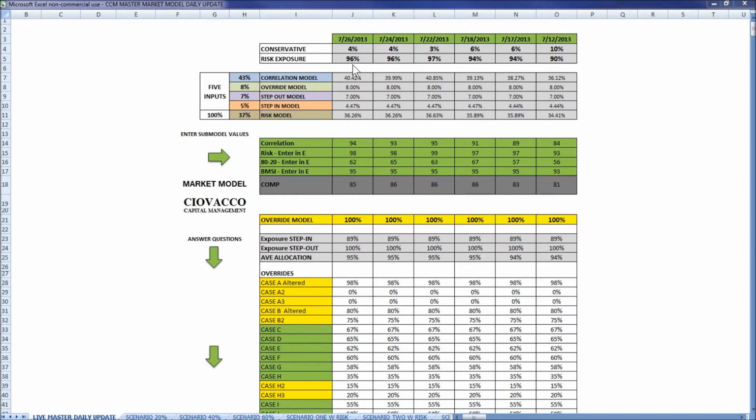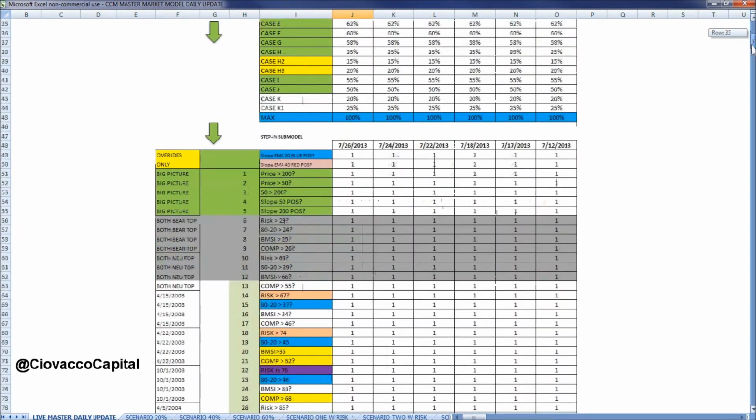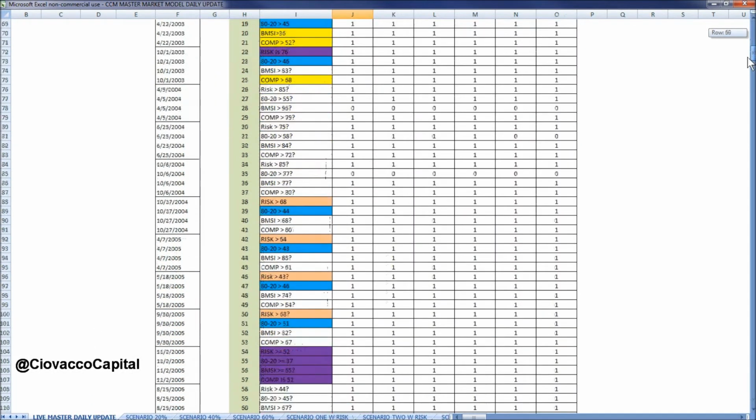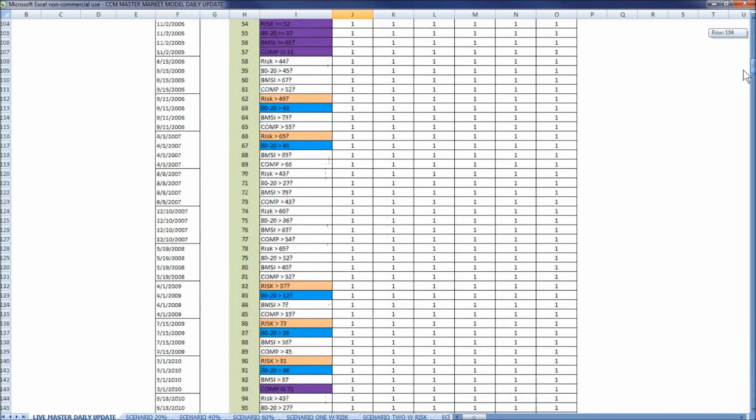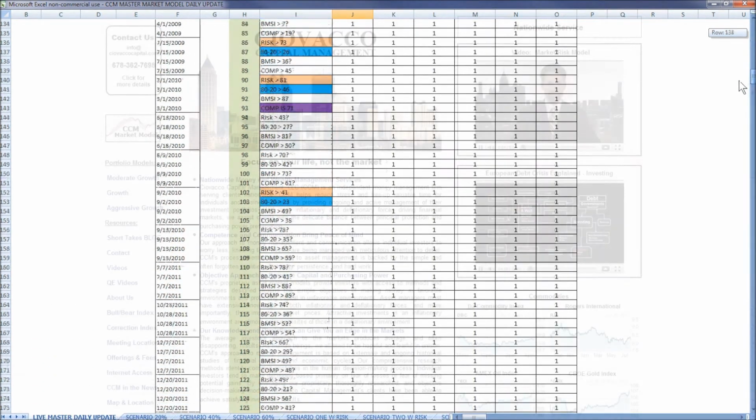This part of the master spreadsheet takes the individual model scores, correlation model, risk model, 80/20, and the BMSI, and calculates the recommended exposure from the step-in model and the step-out model. And how it does that, it looks at the current market's profile based on these numbers, and then if you scroll down here, it just asks a lot of questions comparing the present day market to historical markets.